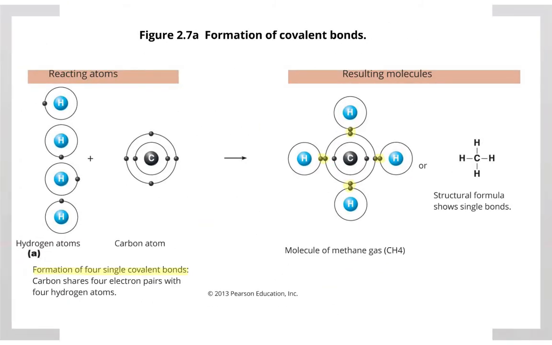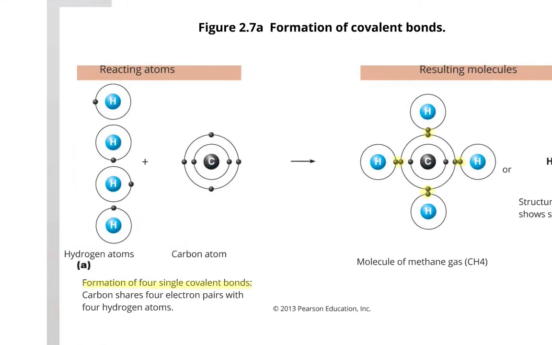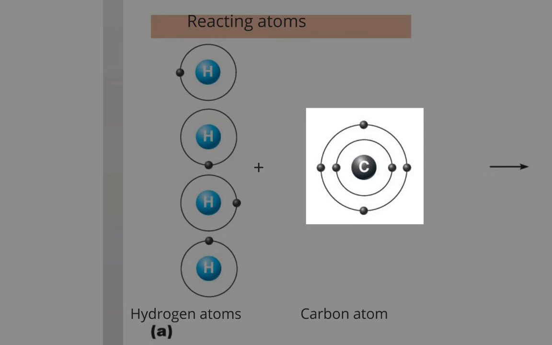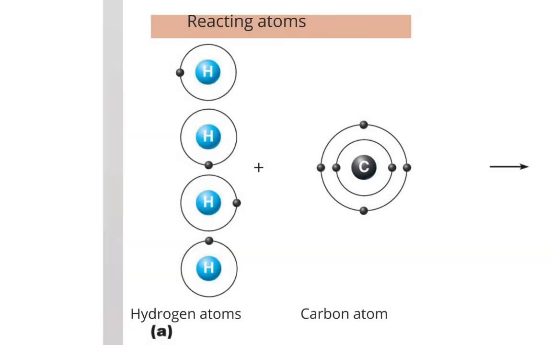Let's take a look at the first example. We have here on the left 4 hydrogen atoms. Each of those has one individual electron. Remember, that first shell around the nucleus can hold up to 2. So they're not full, they're not happy, they're not stable. Carbon, over here on the other hand, has 4 electrons in its valence shell. And remember, it can hold as many as 8.